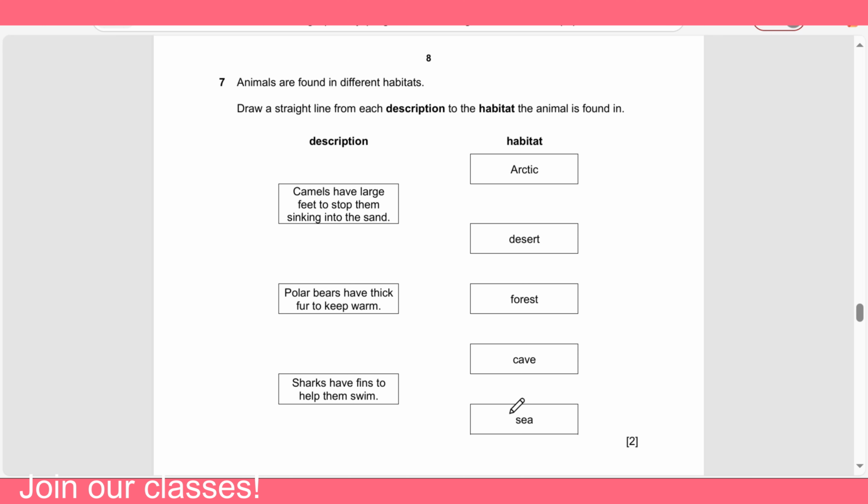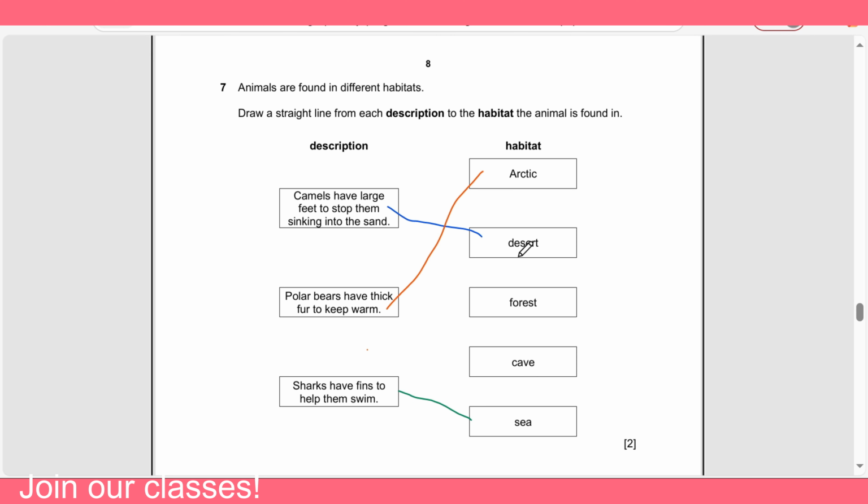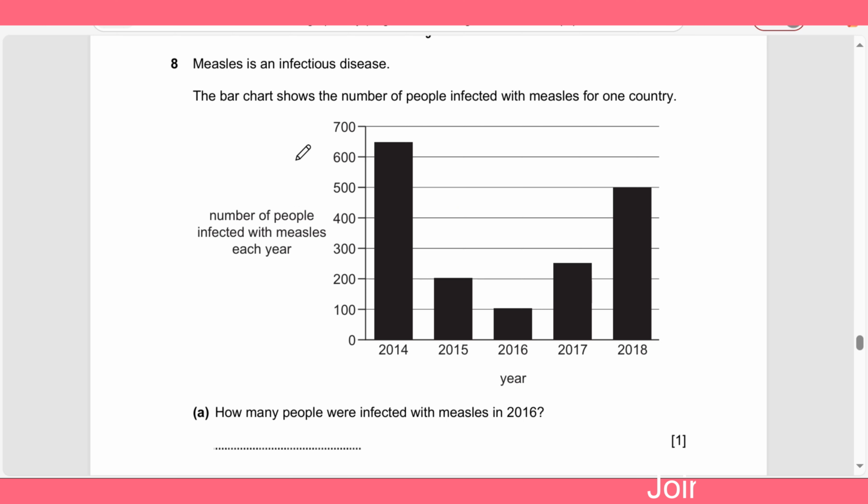Let's check out the answer, guys. So camels, desert; polar bears, Arctic; shark in the sea. Alright, let's move on. Number 8.